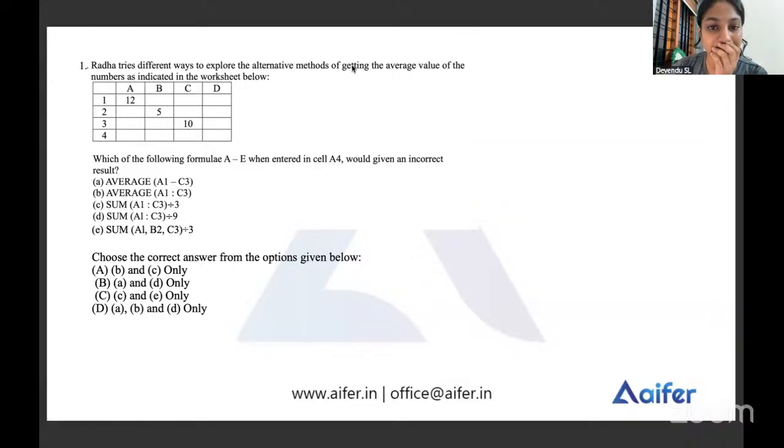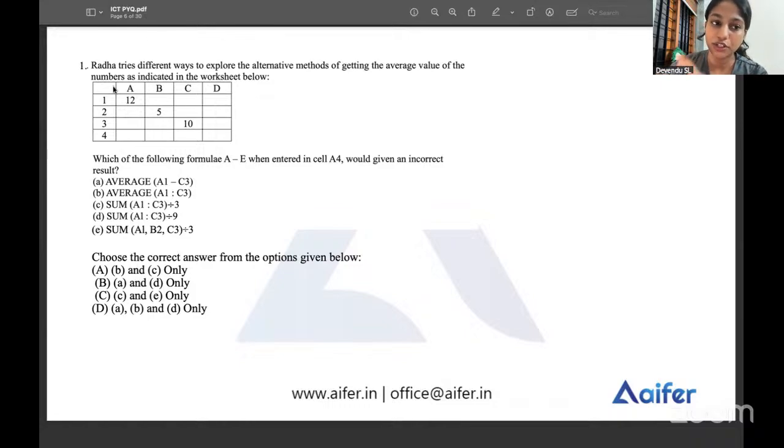and the question here is to get the average value of the numbers. Here we have been asked to identify which of the following formulas, when entered in the cell A4, would give an incorrect result. So I think you guys know what is a cell, what is a row and a column in a spreadsheet.